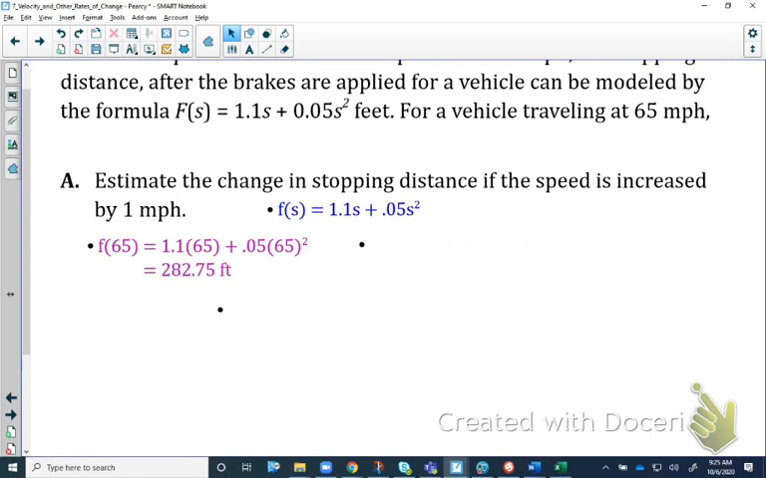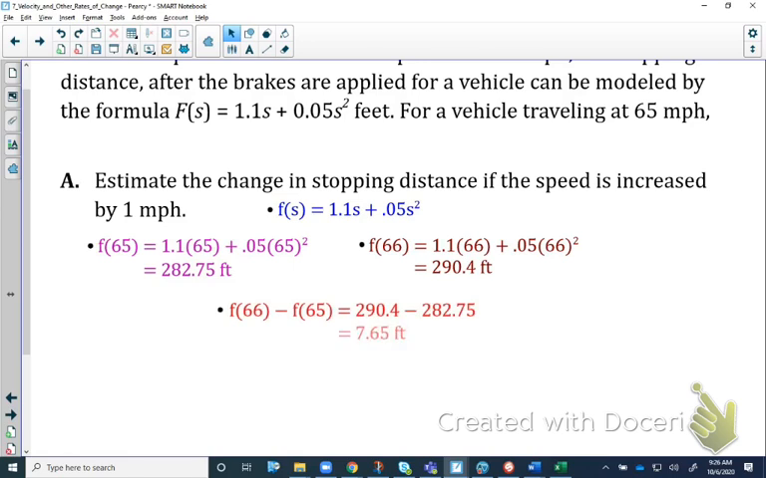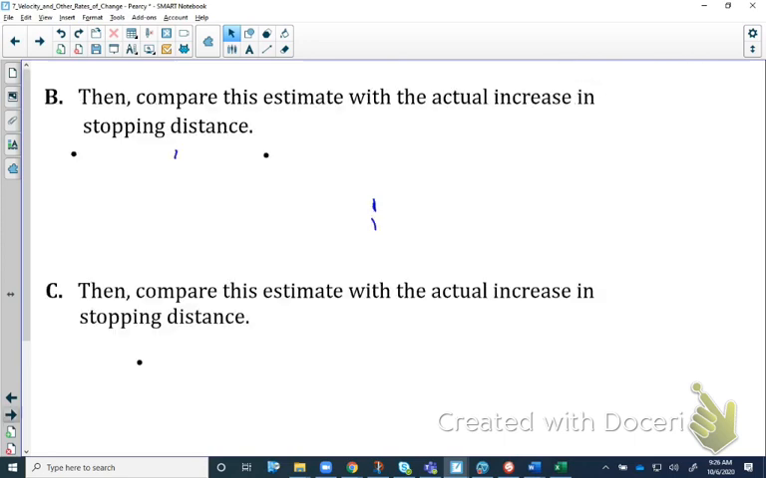So at 65 miles an hour, the stopping distance is going to be about 283 feet. At 66 miles an hour, we would do the same process, and that's going to be about 290 feet, so 290.4. So we take the difference of those, and that's going to be the approximate increase in stopping distance that it takes for whatever this vehicle is modeled after to stop if you increase your speed by even 1 mile per hour. So it's going to give you just under 8 feet, and that's your approximate.